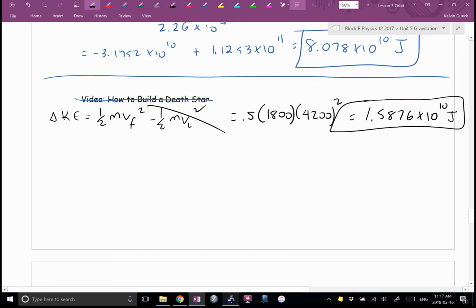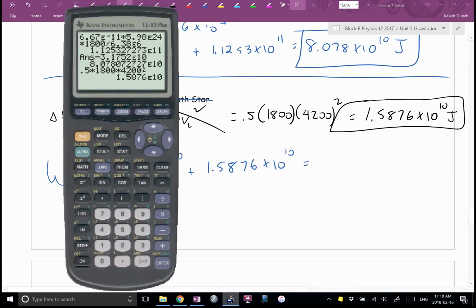What am I going to do with the change in potential and the change in kinetic? So it's going to be 8.078 times 10 to the 10th. That's to 4 sig figs, plus 1.5876 times 10 to the 10th. That's to 5 sig figs. I should be good to 3 sig figs with this data.